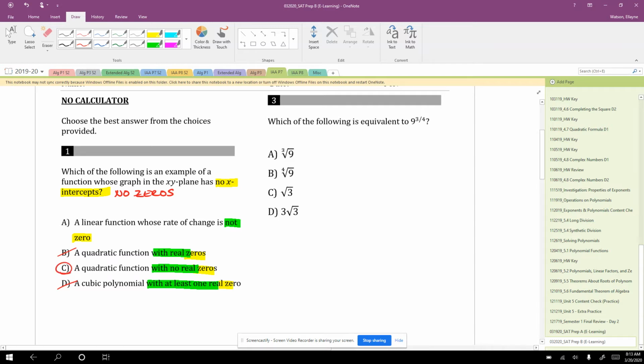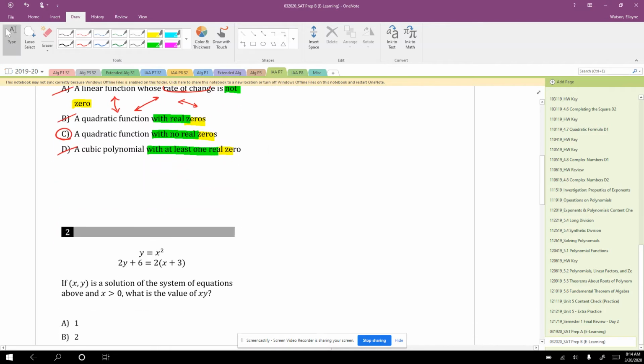However, if you're not convinced on A, let's just take a quick look at it. A linear function whose rate of change is not zero. A linear function is a line. If it's not zero, that means the graph is either going to look like this, because that has an undefined slope. So remember, rate of change is the same as slope. Or it's going to look like this, or it's going to be negative and look like this. All of those are going to cross the x-axis. All of those have x-intercepts. All of those have zeros. So that's why we can also eliminate A, and it leaves us with C.